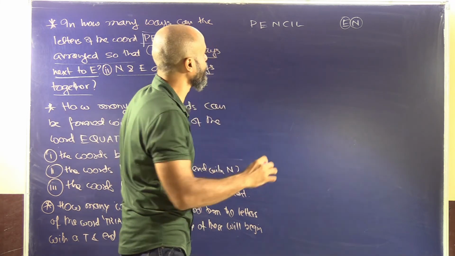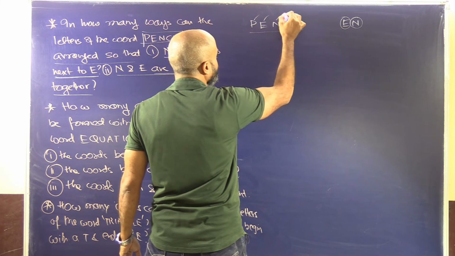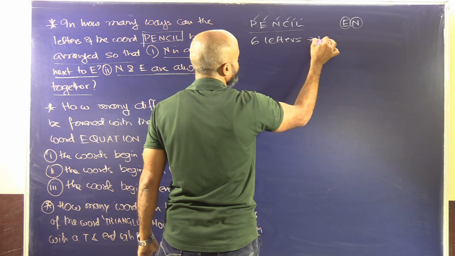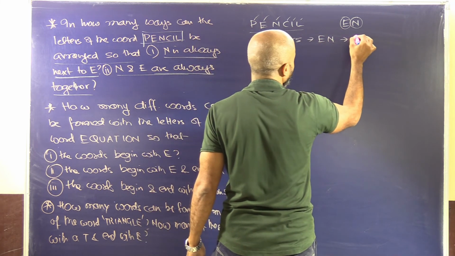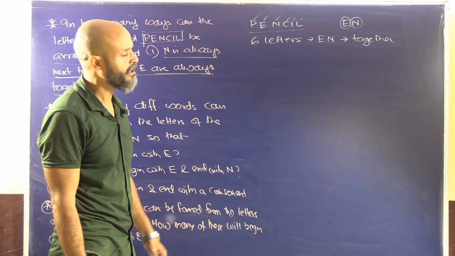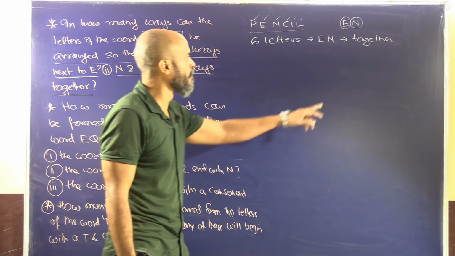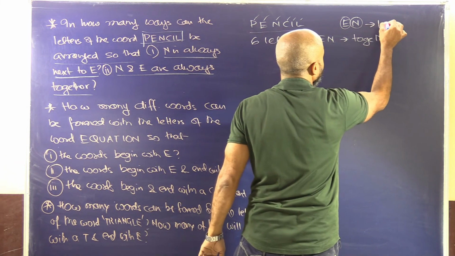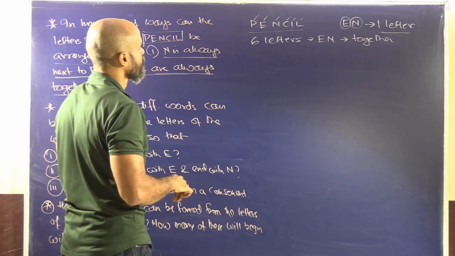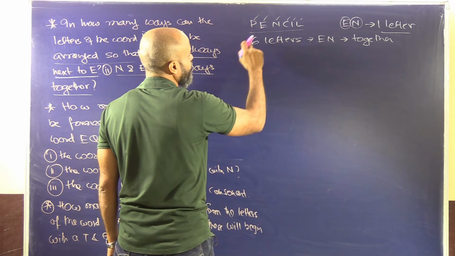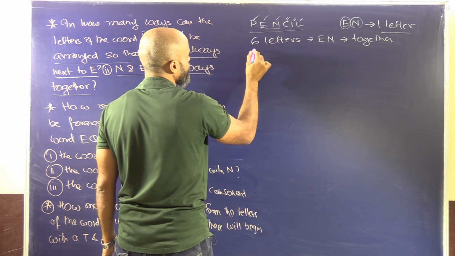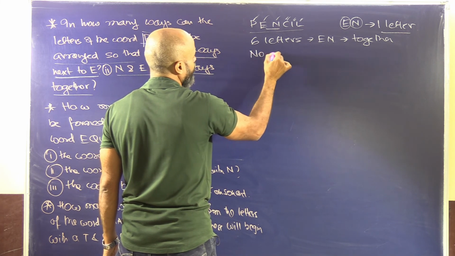So how many letters will there be? In total we have 1 2 3 4 5 6 letters, and in the 6 letters, e n is always taken together. So in that case we can consider them to be one letter. Okay, so how many ways can this be arranged if e n is taken as 1? So 1 and 2 3 4 5.